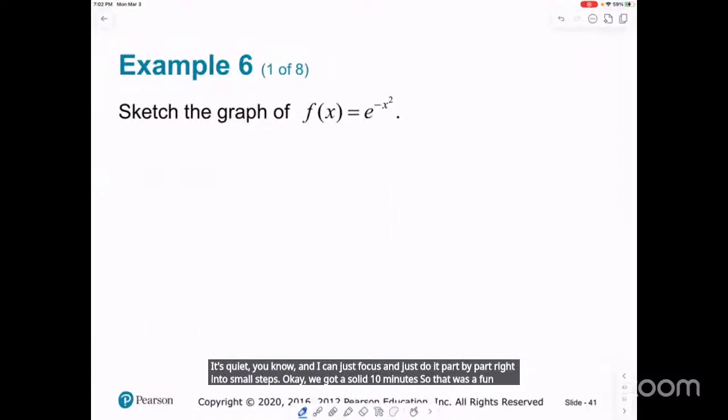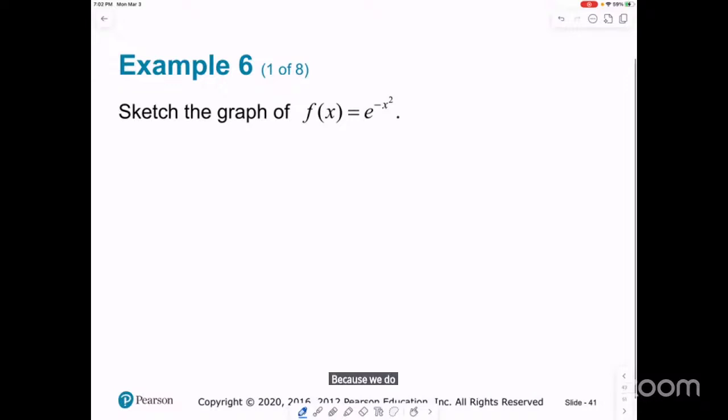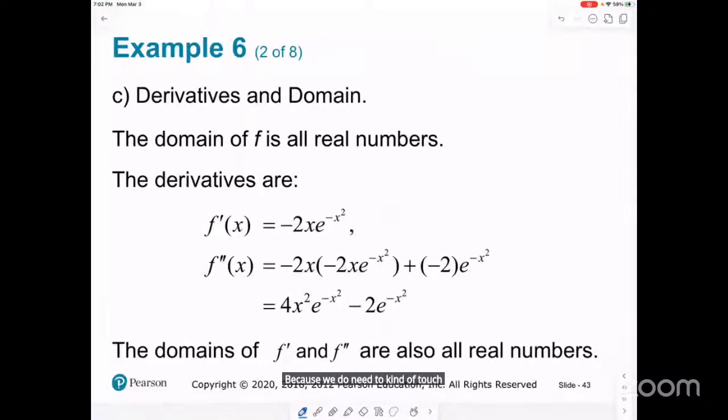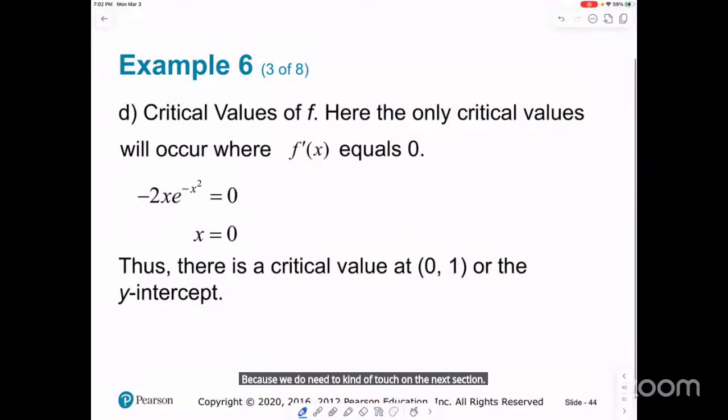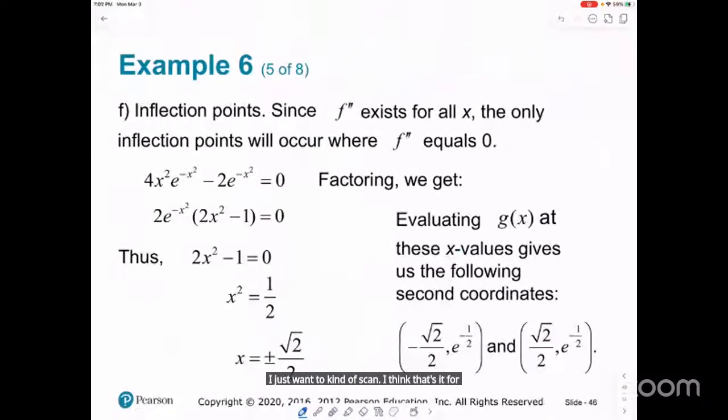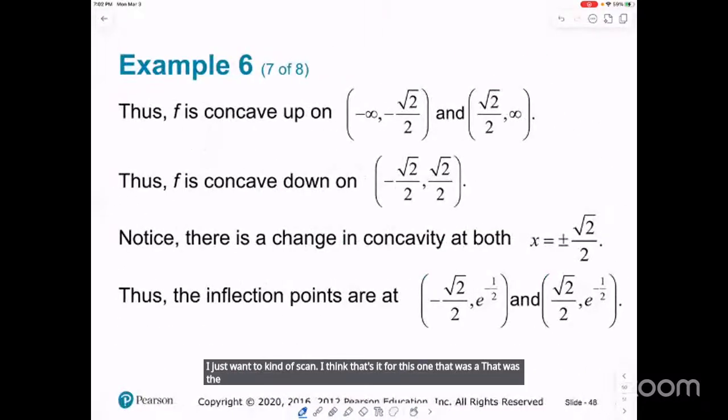Obviously, I'm going to have to leave this one as an exercise for you because we do need to touch on the next section. I just want to scan. I think that's it for this one. That was the culmination, and I think that's the hardest part.